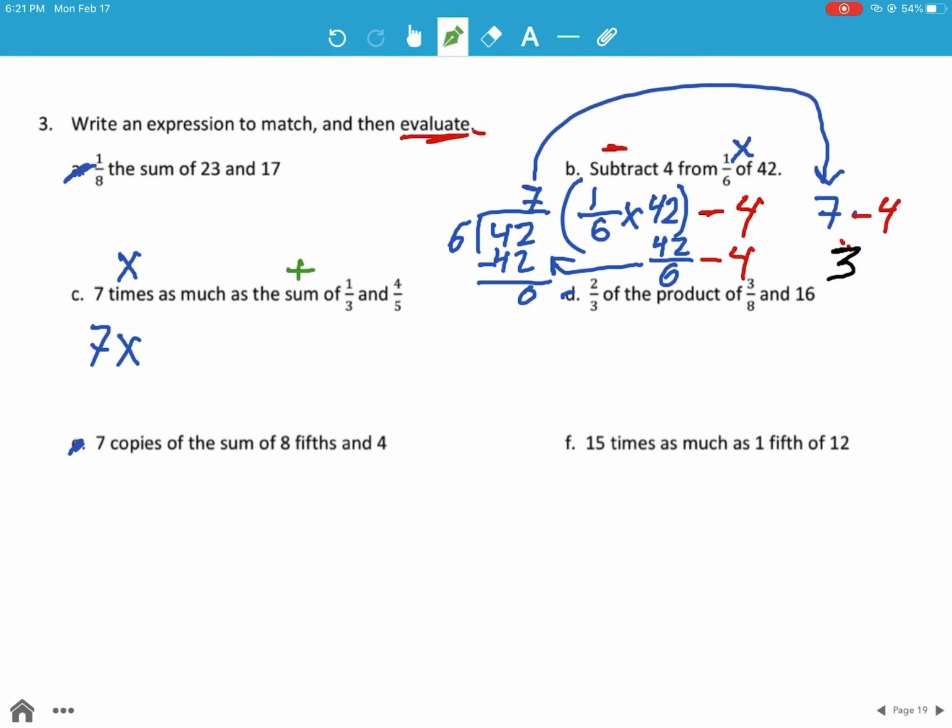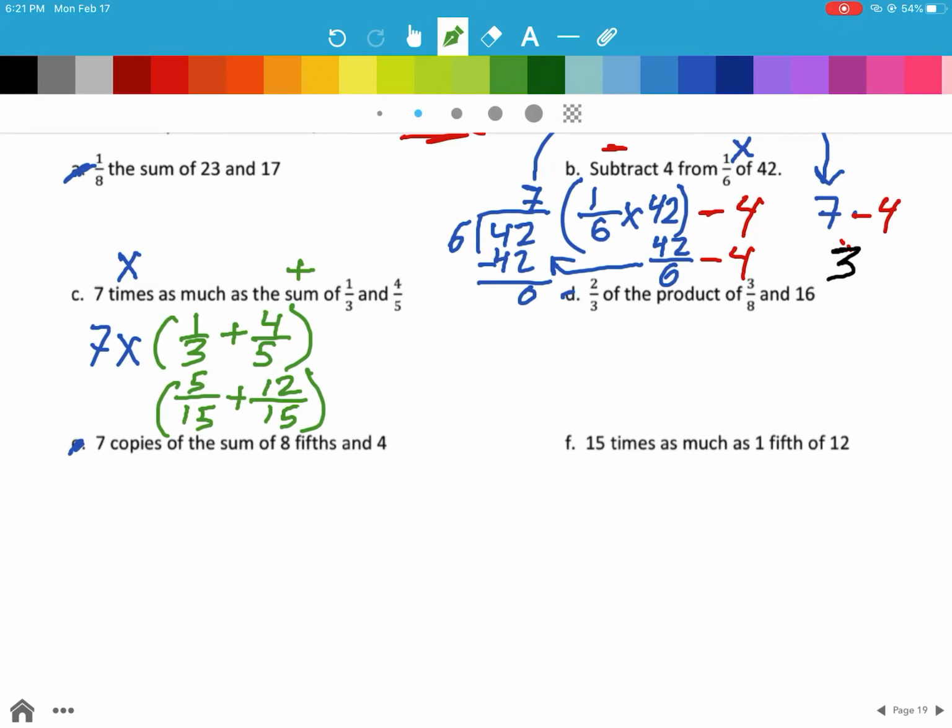So we have 7 times the sum of 1/3 and 4/5. All right, so I'll go ahead and butterfly this and do 5/15 plus 12/15, and I'm going to multiply that times 7.